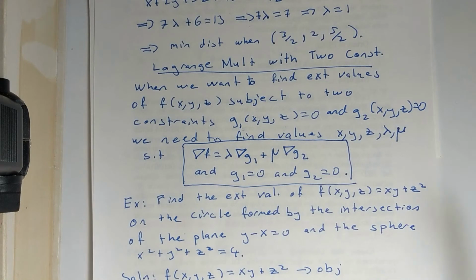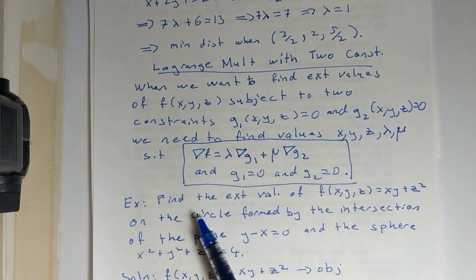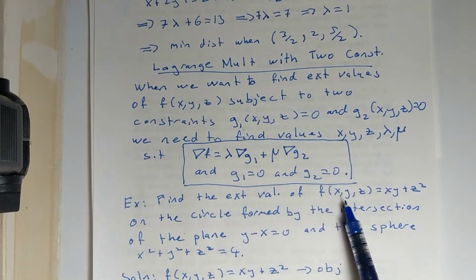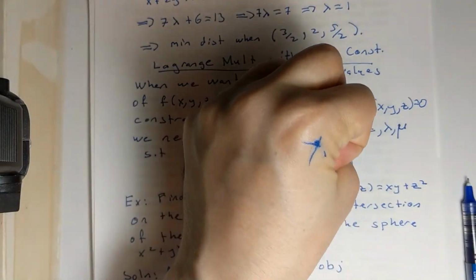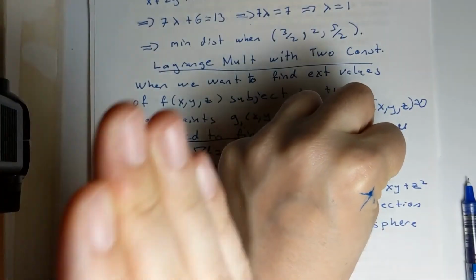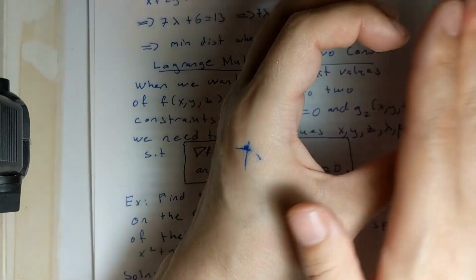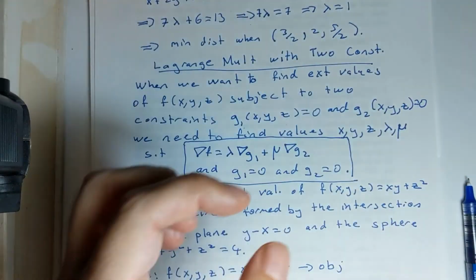So what I'm going to do today is find the extreme values of the function f of x, y, z on the circle formed by the intersection of the plane y minus x equals 0 and the sphere x squared plus y squared plus z squared equals 4. So basically you have the sphere and a plane cutting it. Of course, when you cut an orange with a knife and look at the cross section, that's going to be a circle, okay?